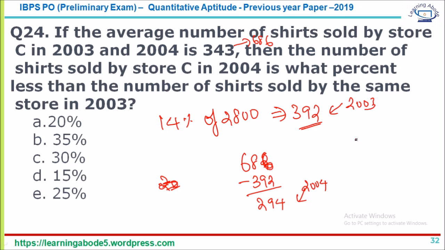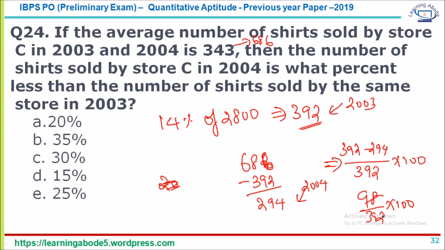With respect to 2003, how much is 2004 less? So 392 minus 294 upon 392, because the comparison is based on 2003, into 100. This is the calculation. So it is 98 by 392 into 100. Now 98 into 4 is 392, so that's exactly 25%. That's answer option E.